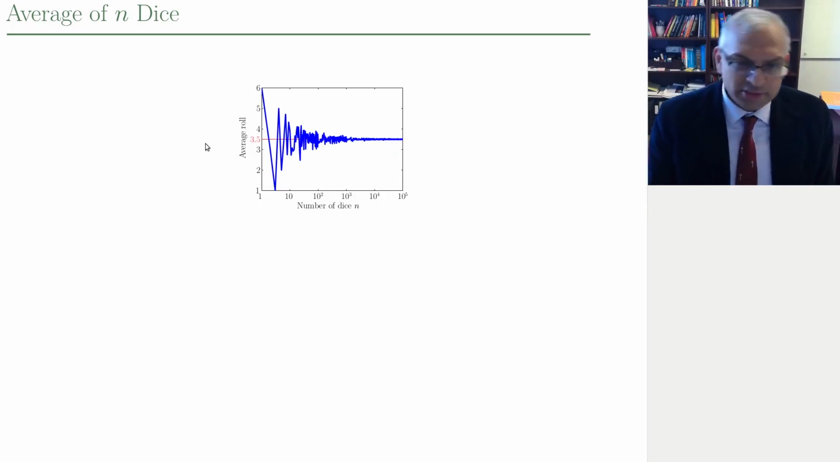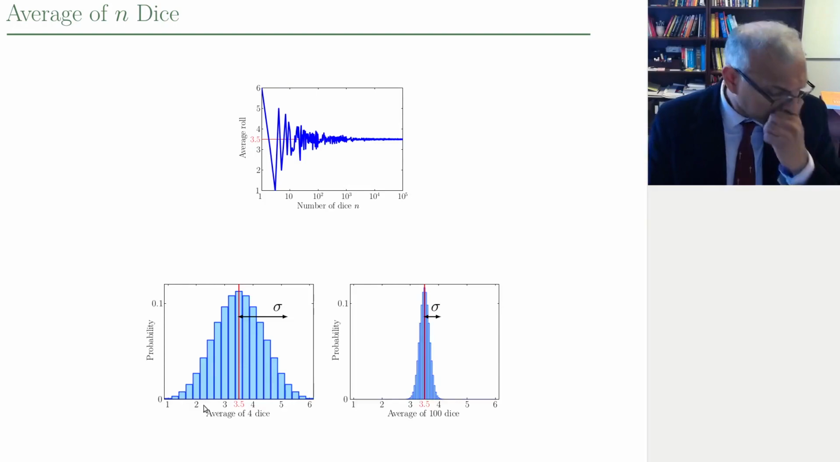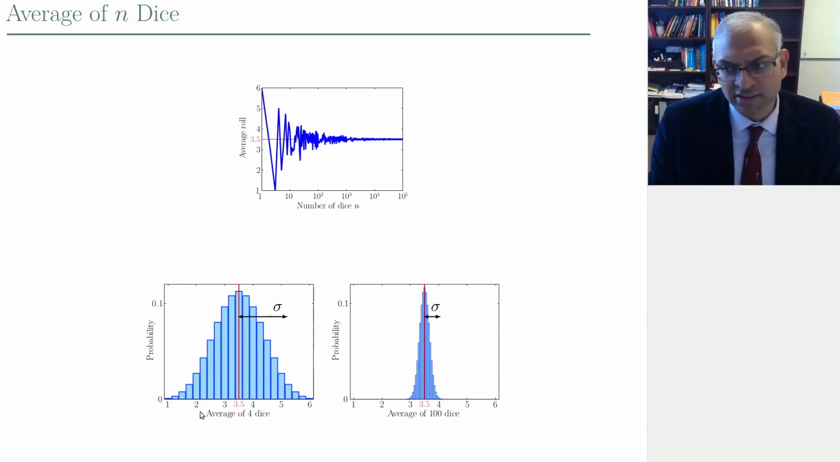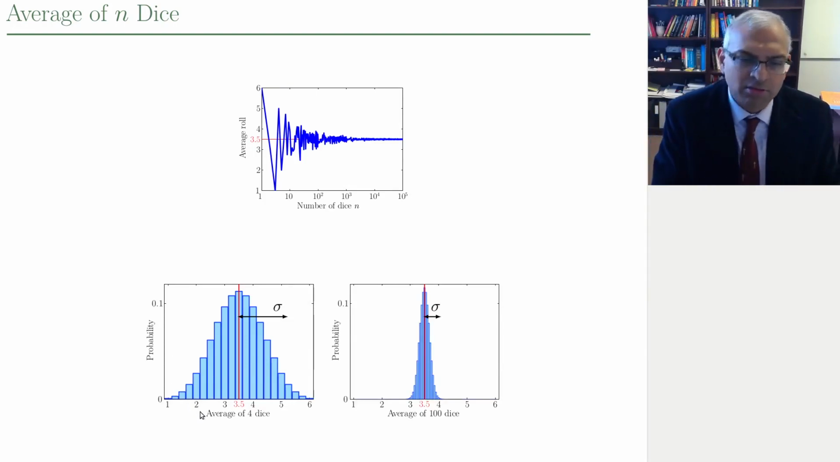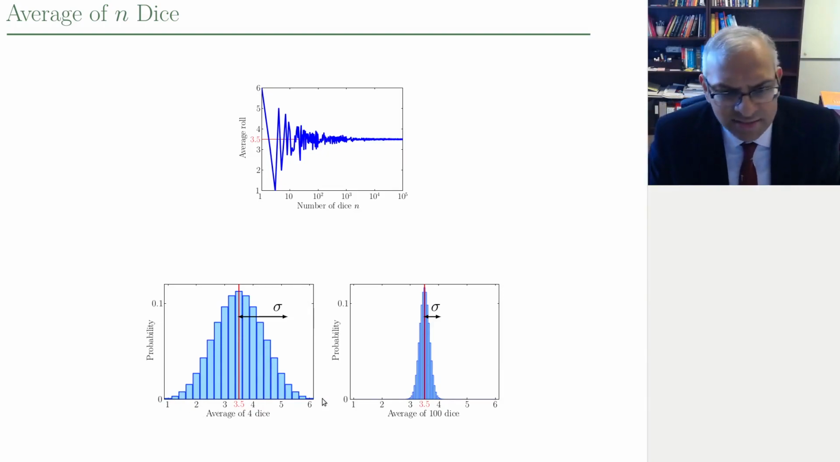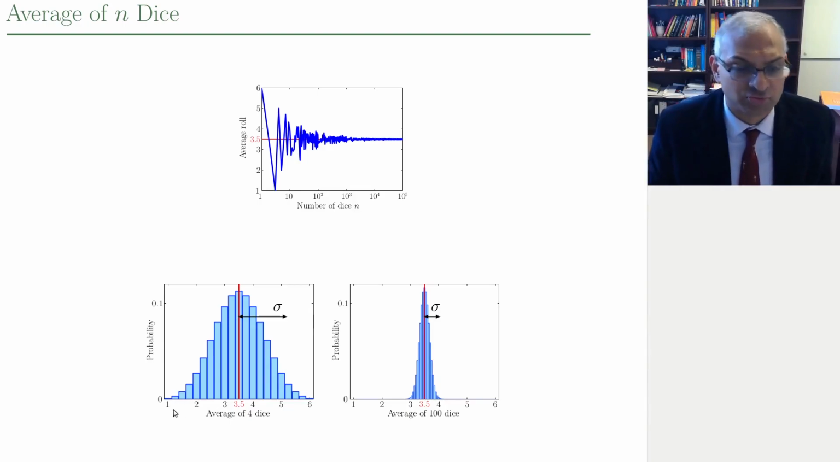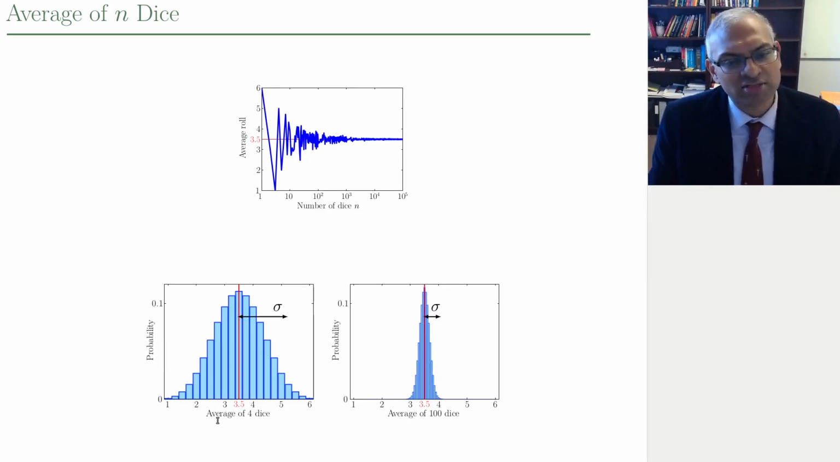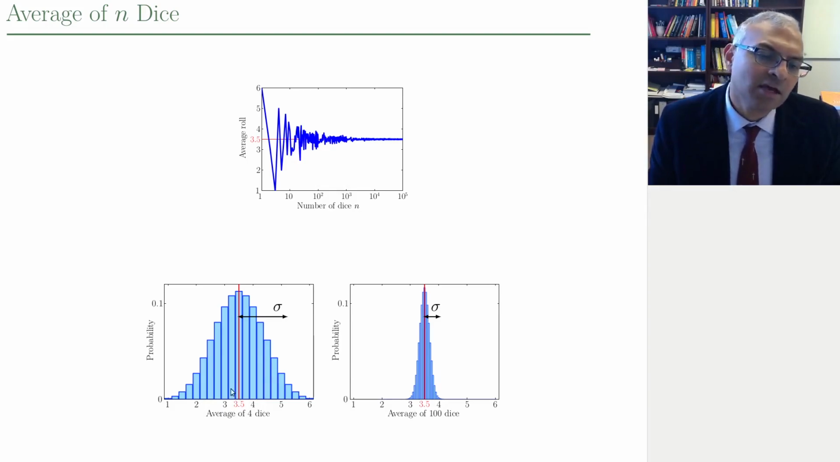So to understand what's going on here, let's compare two cases, rolling 4 dice versus rolling 100 dice. On the left, I'm showing the random variable which corresponds to the average of 4 dice. So what are we seeing on the x-axis here? On the x-axis are the possible values, 1 up to 6 in intervals of 1/4. And what we're showing here is the probability distribution function for the average of 4 dice. So each possible outcome, and then how likely is that outcome?